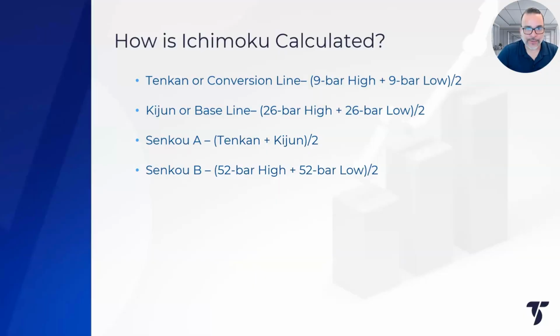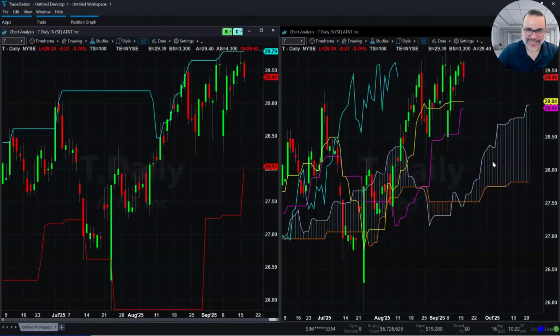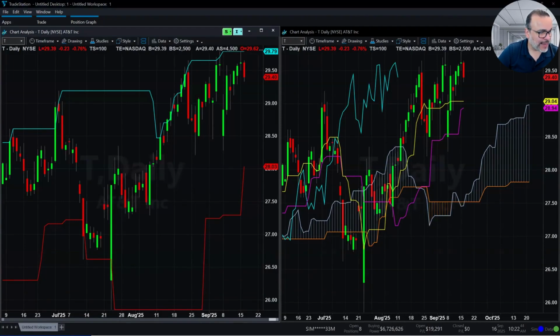Let's go back here to the calculated values. The last line of the Ichimoku Cloud is what we call the Chikou. The Chikou is the close plotted 26 days in the past. So yes, we have some lines like the cloud, which is projected into the future, and now we have a line that is moved over to the past. And that is that cyan line that you see here in the background.